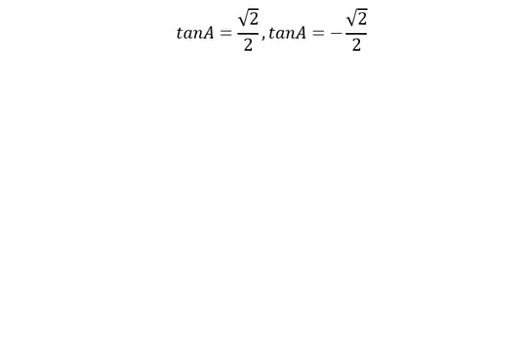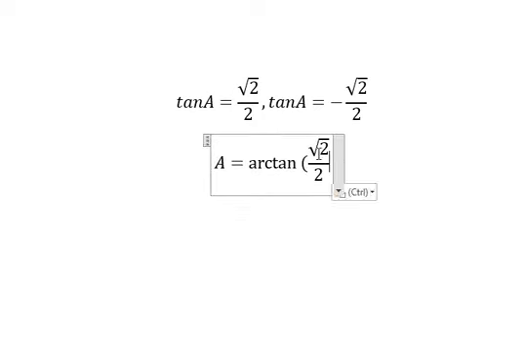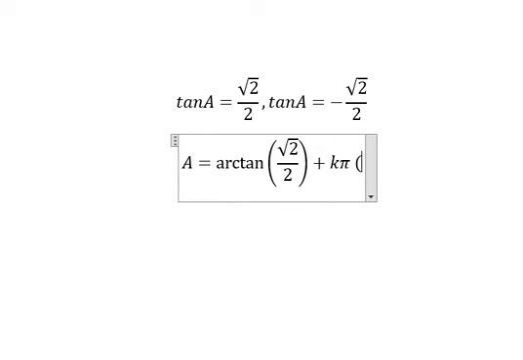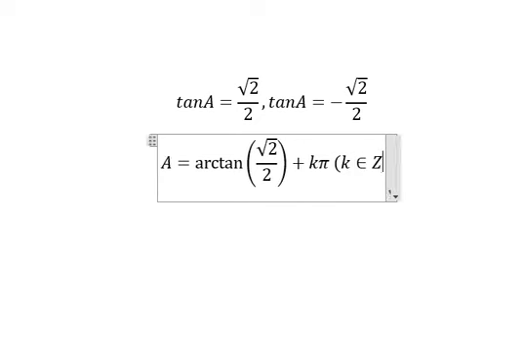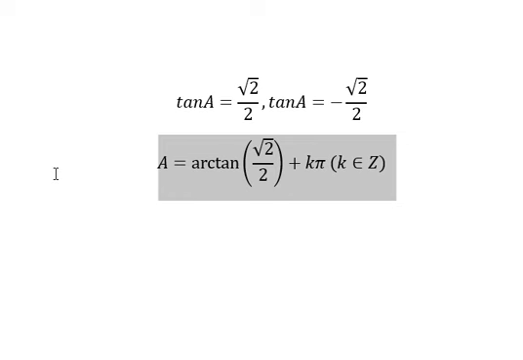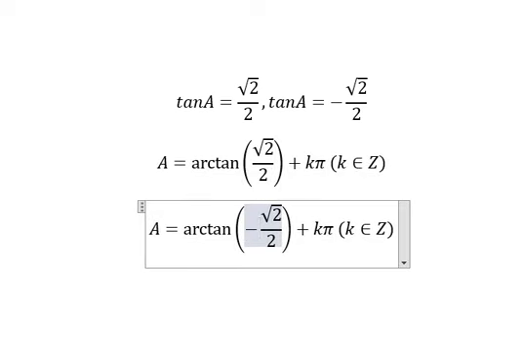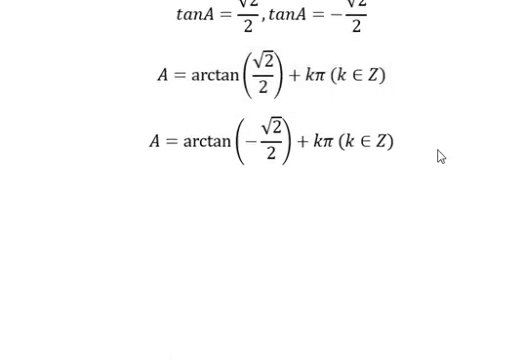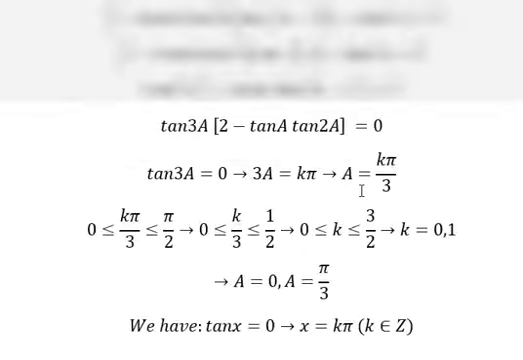And now we can find the value of θ. That is about arctan of this one, and we have kπ in here, and k belongs to integers. Similar for the second one. So because θ belongs to this one, we compare the solution in here. This one belongs to θ.